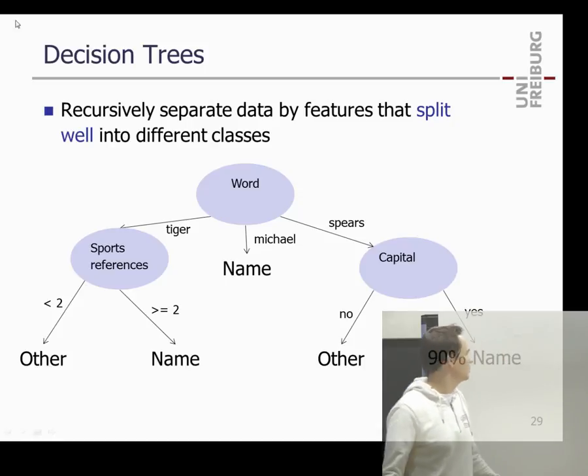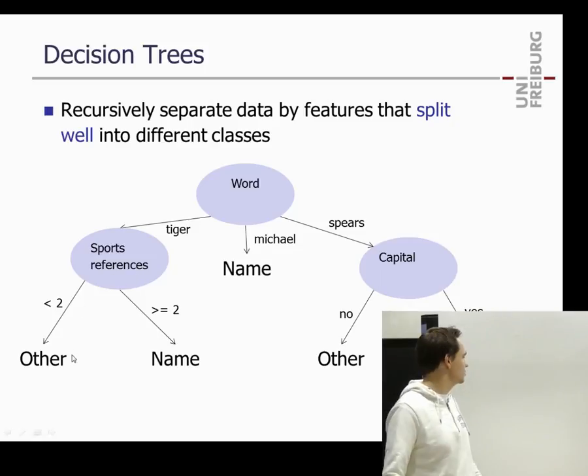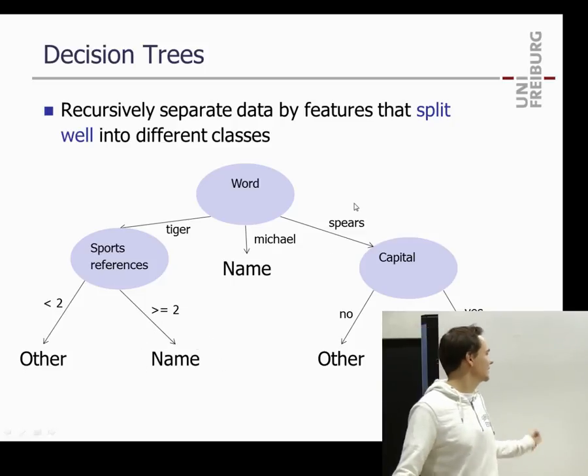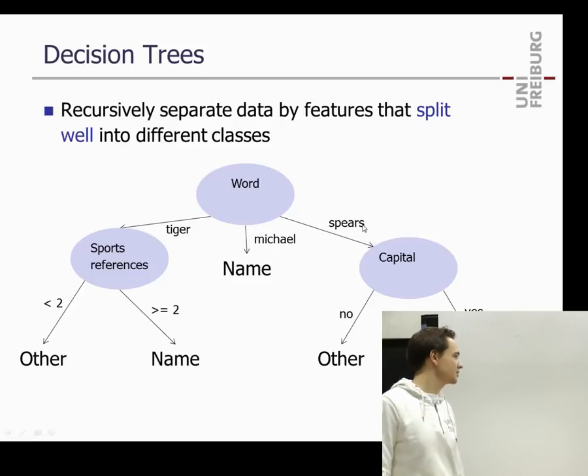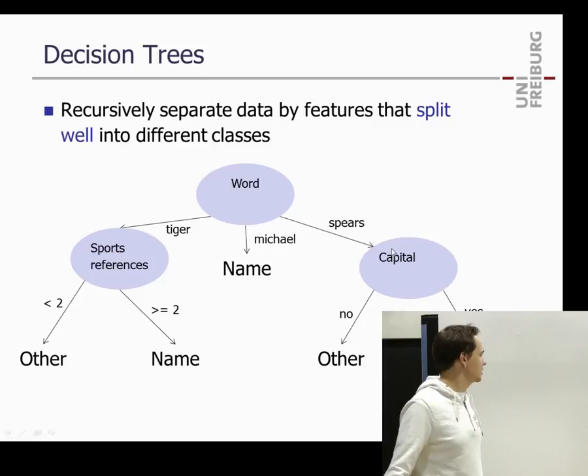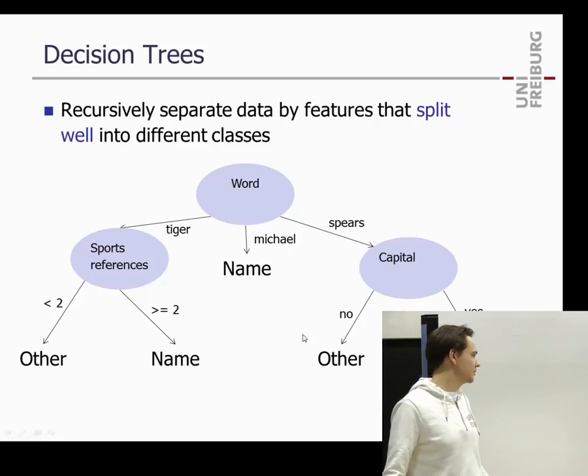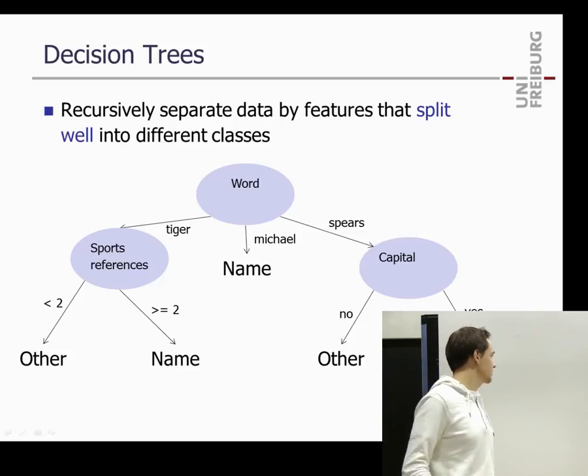So one example, we could have the first feature be the word, because a word like Michael is maybe always a name. So then we're already done. Or we could have a word like tiger, and then we could use again our sports references in the same sentence. If it's less than 2, it's not a name. If it's more or equal than 2, it's a name. Or we could have something like Spears, which may be like the Spears you throw, or it may be Britney Spears or some other person called Spears. And you can say, okay, you're not sure. And then you just say, if it's not written with a capital letter, it's certainly not a name. But if it's written with a capital letter, then there's some 90% chance that it's a name, for example.